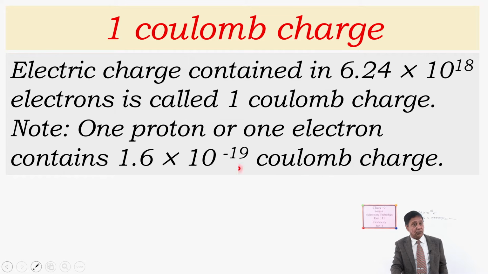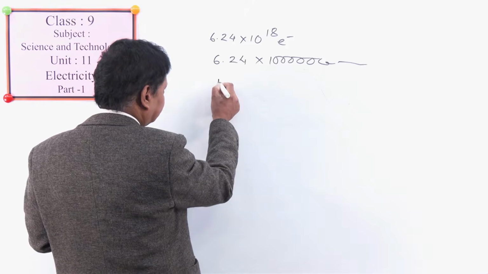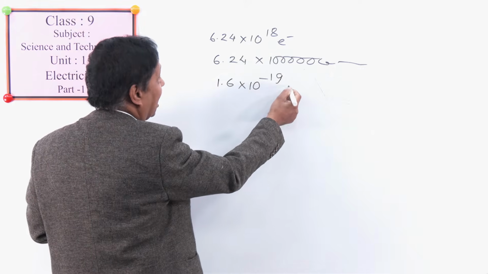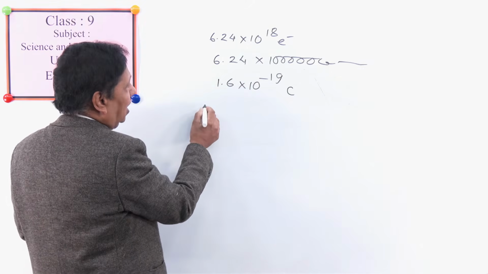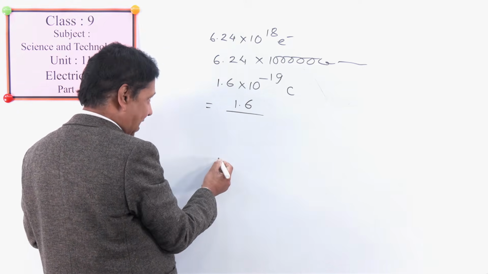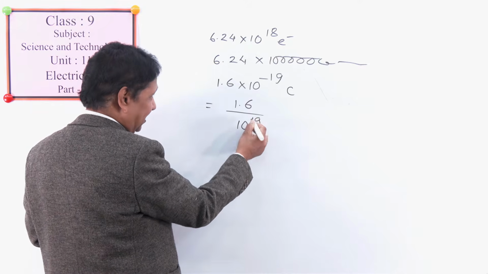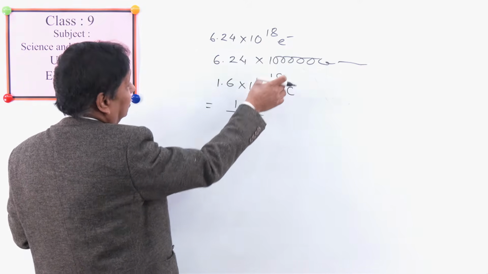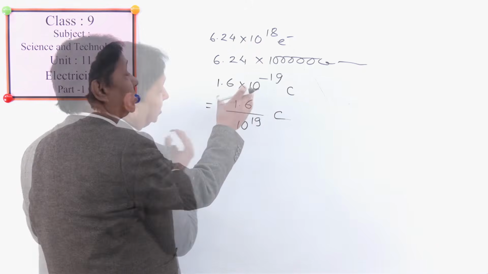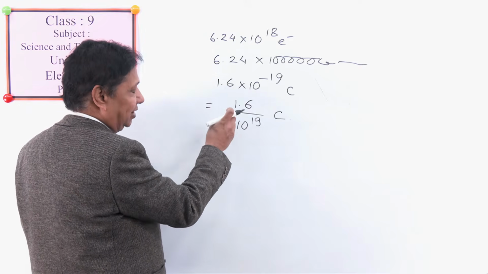Okay, in the meantime, you have to remember that 1 proton or 1 electron contains 1.6 × 10^-19 Coulomb charge. Now, let's understand about this also. 1.6 × 10^-19 Coulomb charge can be written thus. See, how much is this charge? This is equal to 1.6 divided by 10^19. 10^-19, if taken to the denominator, becomes positive 19, and this number represents the electric charge contained in 1 electron.